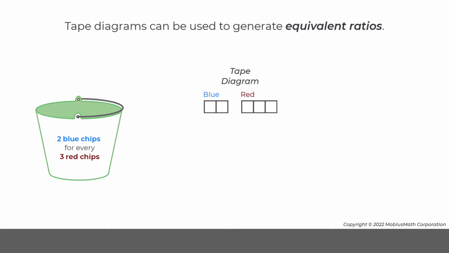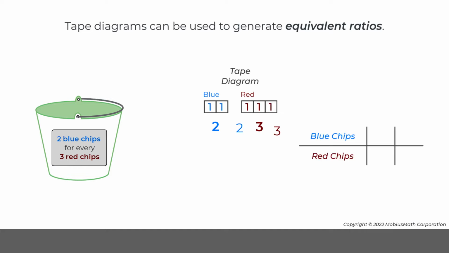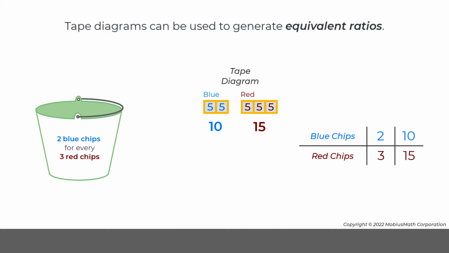Tape diagrams can be used to generate equivalent ratios. For example, the original ratio is represented by a tape diagram with 1 chip in each square. Equivalent ratios are generated by substituting other values into the tape diagram and finding the total number of chips for each color. Notice that the value that is entered into each square of the tape diagram is the multiplier that relates the like values in the original and equivalent ratios.